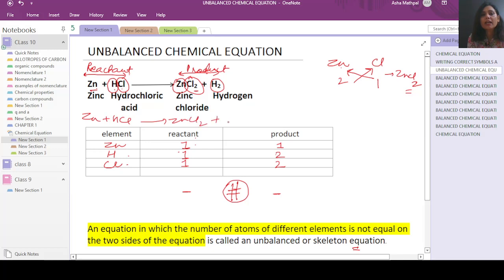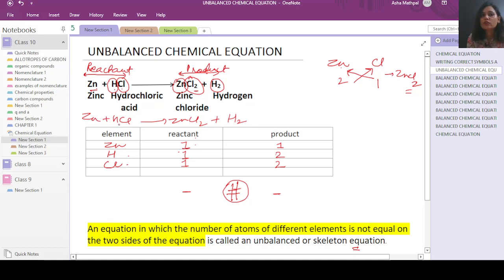ZnCl2 plus hydrogen, meaning H2. Hydrogen is diatomic. An easy way to remember is that most of the gases are diatomic: H2, Cl2, O2. Like that you are going to write. So that is atomicity. Here, why are we writing only Zn and not Zn2? Because Zn is monoatomic, that is why we write Zn.